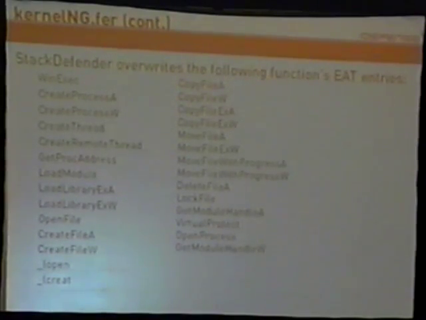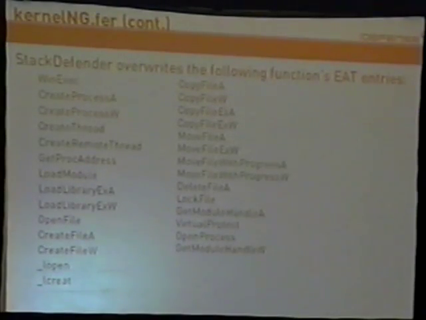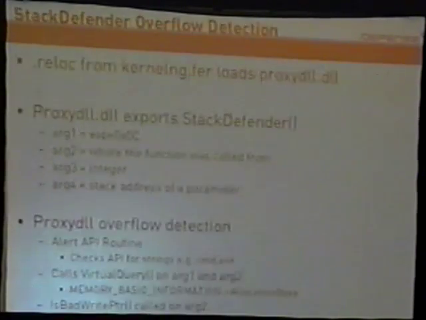These are the following functions that StackDefender is going to hook. As you can see, it's a wide array. And their view is that most shellcode is going to call one of these APIs, and it's going to allow them to detect the shellcode execution. And as we've seen previously, this theory is flawed. The overflow detection algorithm is somewhat similar to other products we've seen.